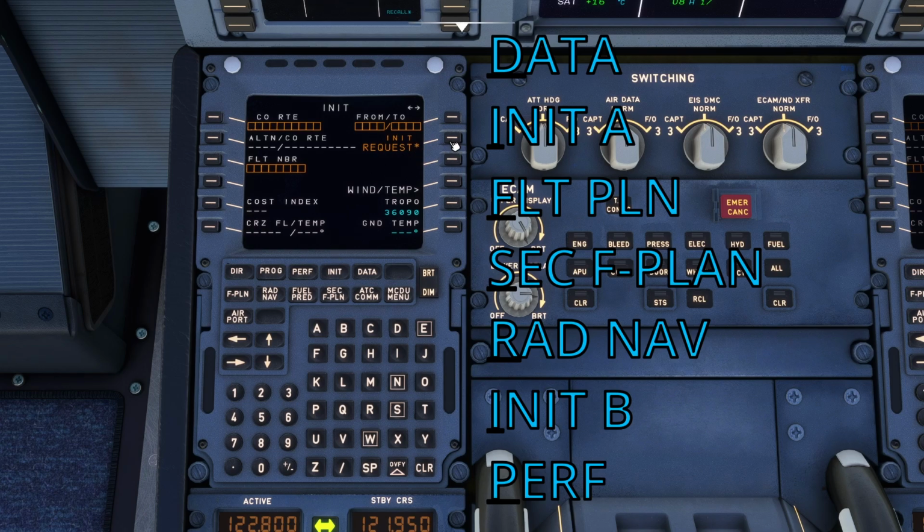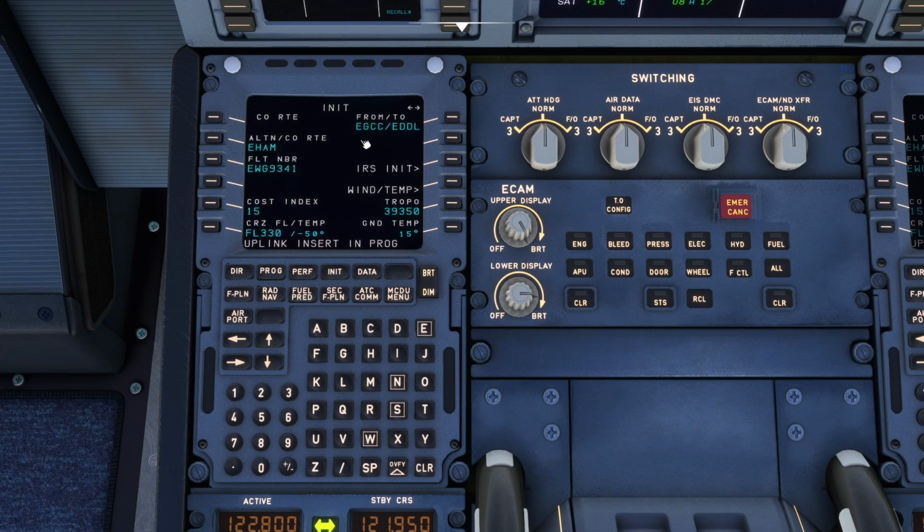We'll go init request because we're going to pull up the information from SimBrief. Instead of pulling this all in manually, it's going to be done automatically for us. So again, from Echo Golf Charlie Charlie to Echo Delta Delta Lima, alternate Echo Hotel Alpha Mike, which is Amsterdam, our flight number, our cost index, our cruise flight level, and our cruise flight level temperature of minus 50 degrees.